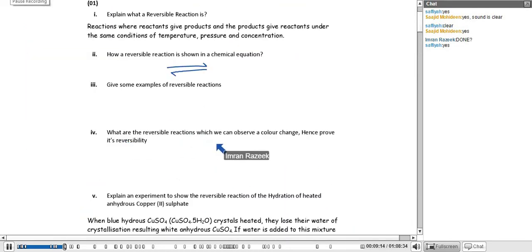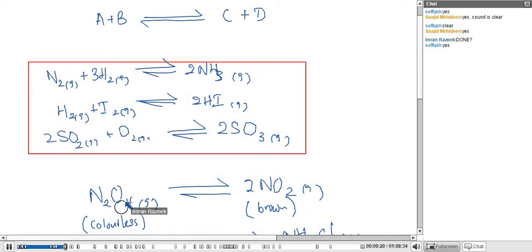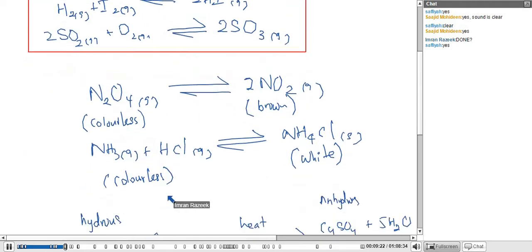What are the reversible reactions in which we can observe a color change, hence prove its reversibility? For this, you can copy these 2 examples. Colorless to brown and colorless to white.